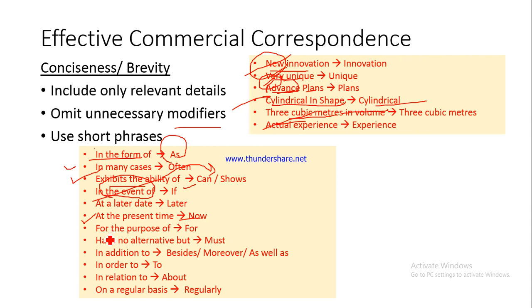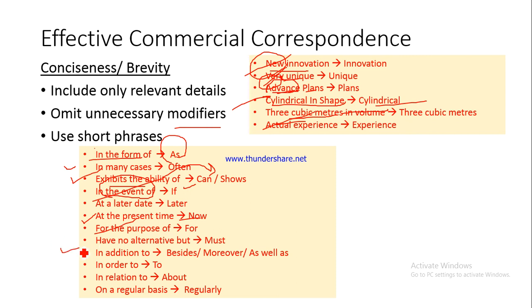For the purpose of. He went there for the purpose of meeting the teacher. He went there to meet the teacher. Or he went there for interacting with the teacher. So you reduce the length by getting rid of these unnecessary phrases. He has no alternative but study. The other way of writing this could be he must study. He has no alternative but study means उसके पास और कोई विकल्प नहीं है, लेकिन पढ़ना ही है. The other way of writing this could be उसे पढ़ना ही है. So you have got rid of unnecessary phrases, and you have achieved brevity. You have made your correspondence concise.